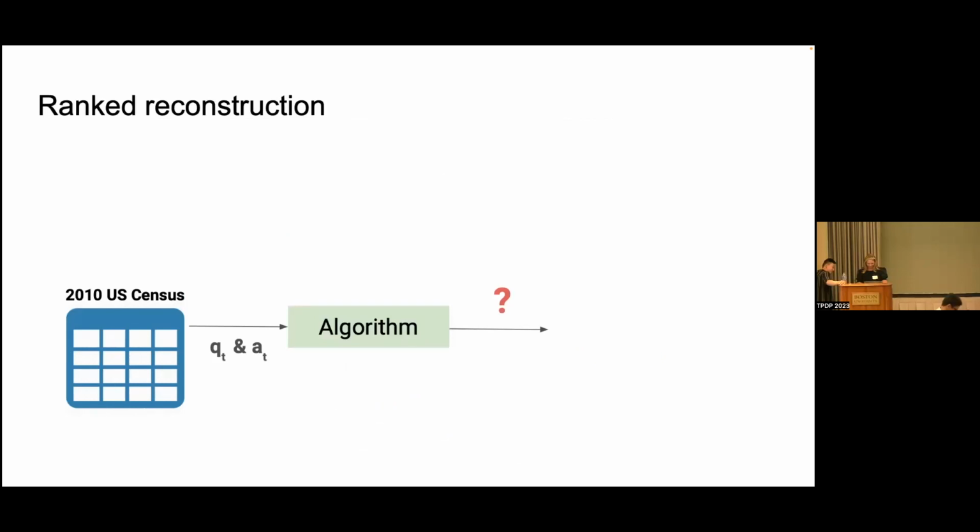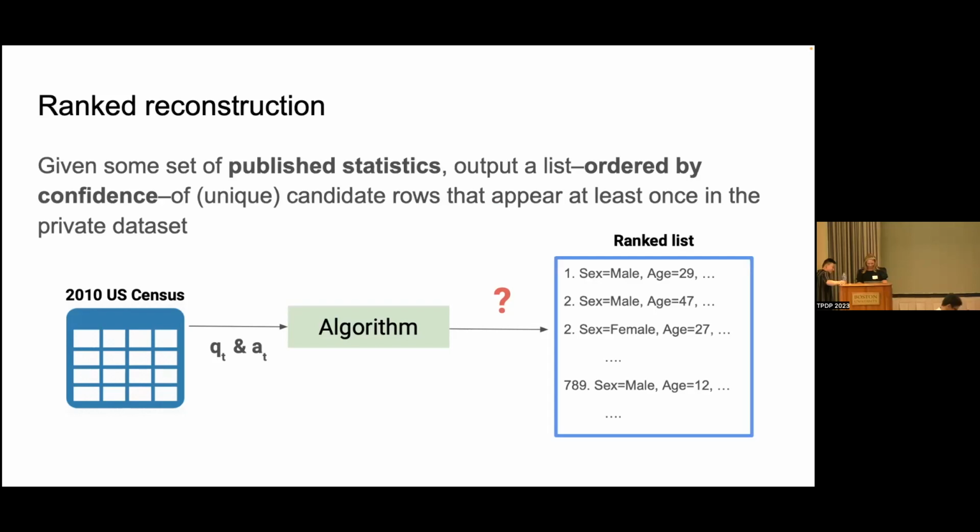There are a lot of ways you can do reconstruction, and the version we were interested in is an idea that we call ranked reconstruction. Given a set of published statistics, you want to output a list of candidates, just like before. But the difference is that you want the list to be ordered in terms of confidence, so ideally, items at the top of the list are more likely to be true matches versus items at the bottom.